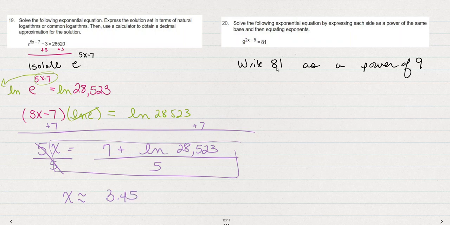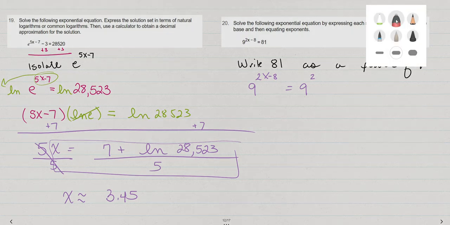Number 20, if I want to solve this one, I could notice that 81 can be written with a like base. Whenever you can rewrite with a like base, you want to do that. So watch what happens here. 81 is 9 squared, so I'd have 9 to the 2x minus 8 equals 9 squared.